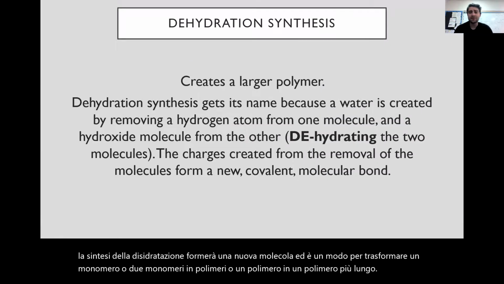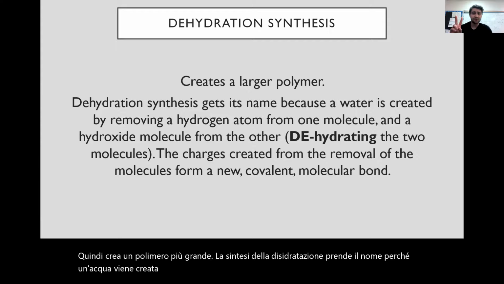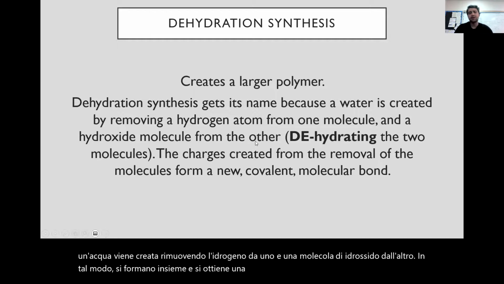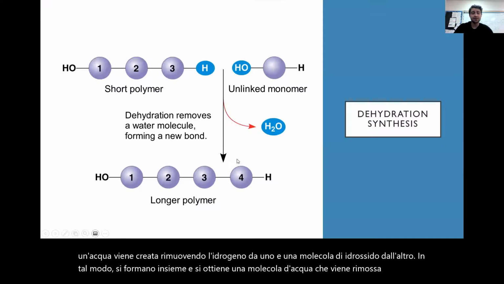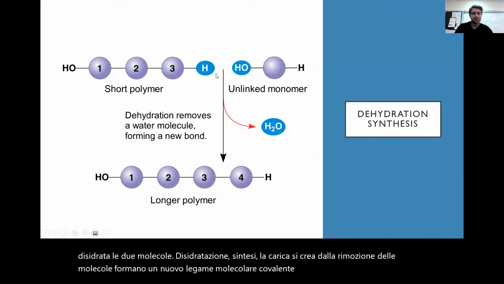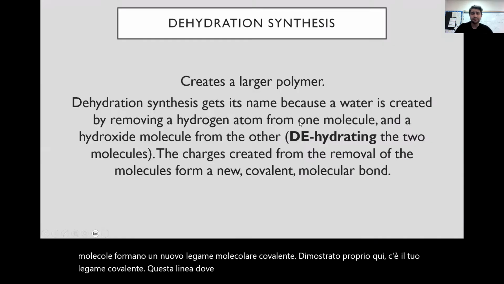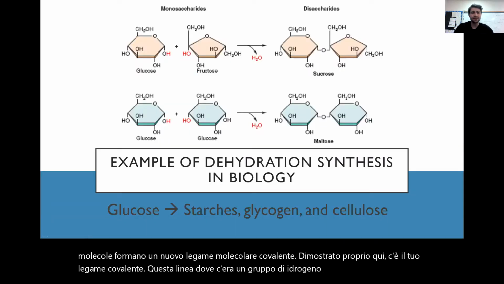Dehydration synthesis gets its name because a water is created by removing a hydrogen from one molecule and a hydroxide from the other. In doing so, they form together and you get a water molecule that's removed, which dehydrates the two molecules: dehydration synthesis. The charges created from the removal of the molecules form a new covalent molecular bond demonstrated right here. There's your covalent bond, this line, where it used to be a hydrogen and hydroxide group on different molecules.